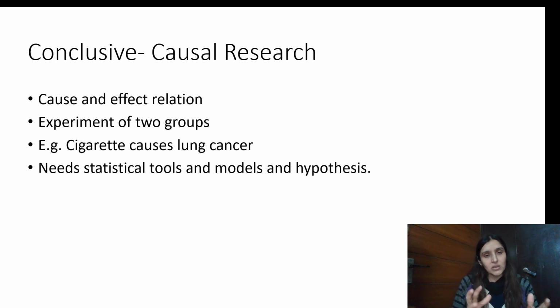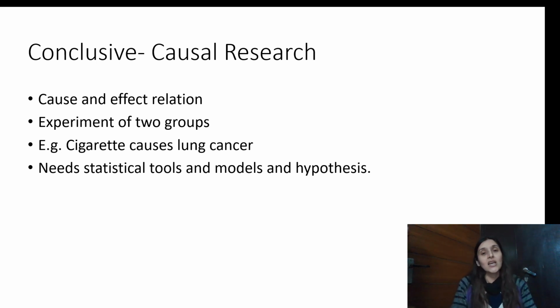What do we mean by causal research? It is generally done through experimentation. So a causal research is when I have an experimentation of 2 groups. I have to take 2 groups, give them one variable, and see whether the variable has an impact or an effect or an influence on them or not.